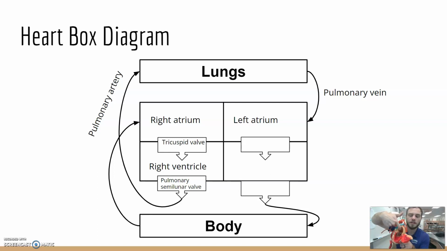So the left atrium, again, a receiving chamber. Both atria are receiving chambers here. So the left atrium will receive blood from the lungs. Once that atrium contracts, it'll send blood through the bicuspid valve and into the left ventricle right here.